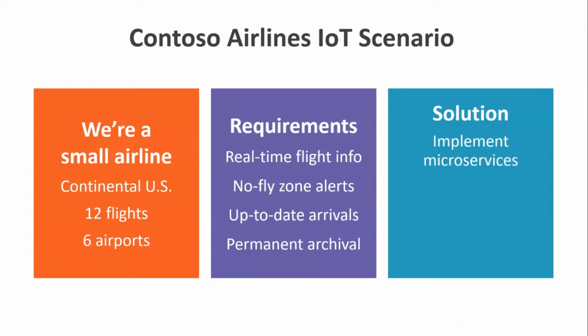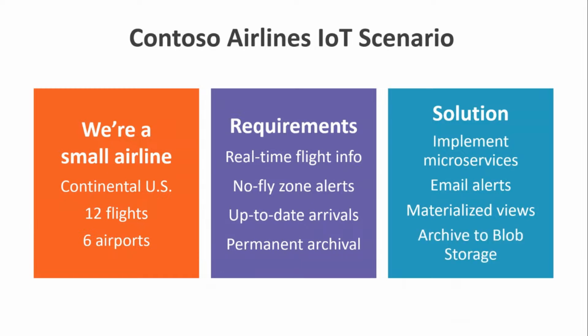Right, so the solution is to implement microservices, which is what we're here to talk about, and to generate email alerts when a plane enters a no-fly zone, to generate materialized views, so we get cheap queries for getting up-to-date arrival information and real-time flight information, and we want a microservice that will archive to blob storage for permanent archival.